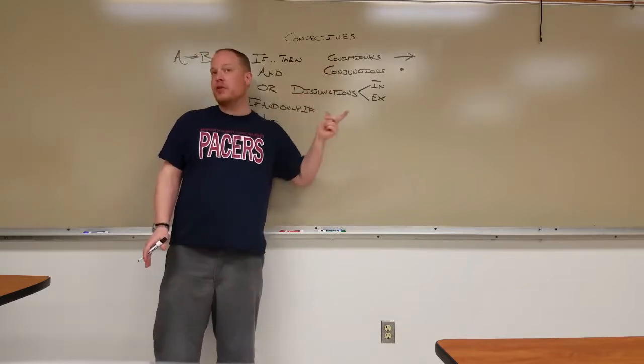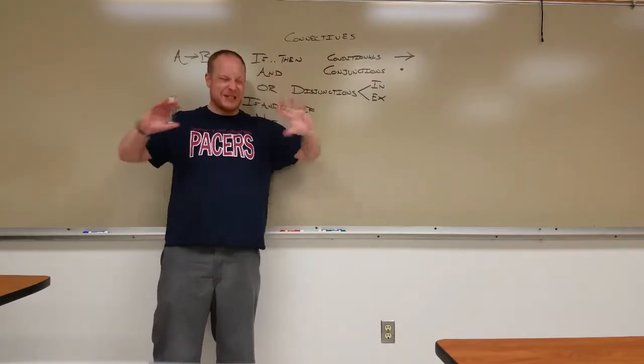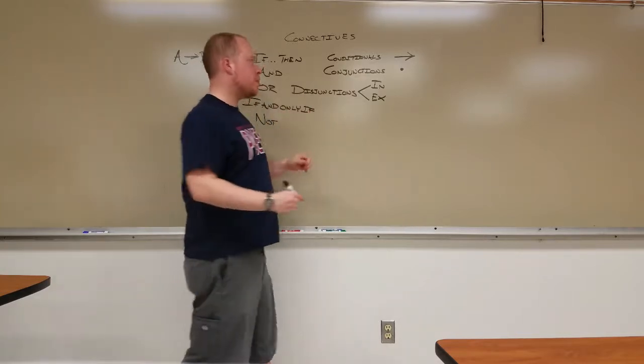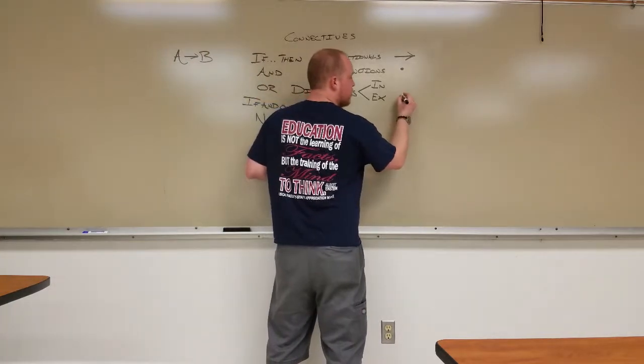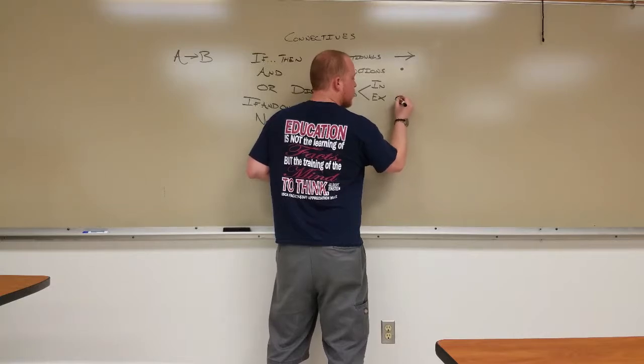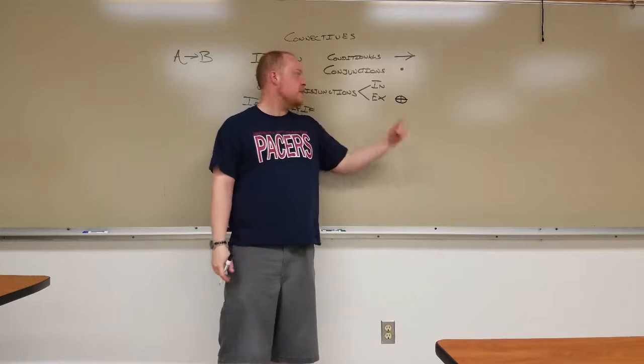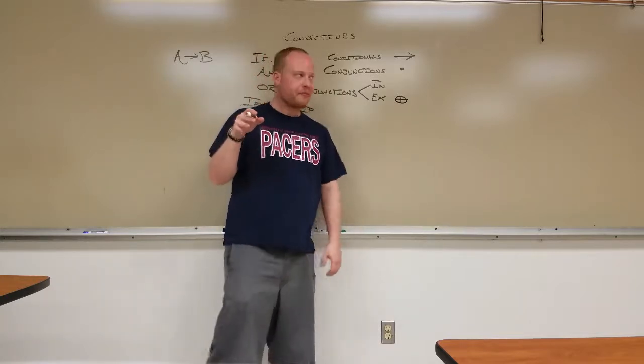You can't make a conjunction between the two things as well. It's exclusively one or the other. But the symbol that we'll use to represent exclusive disjunctions will be this. I call it the sniper sight. It's basically a plus sign with a circle around it.